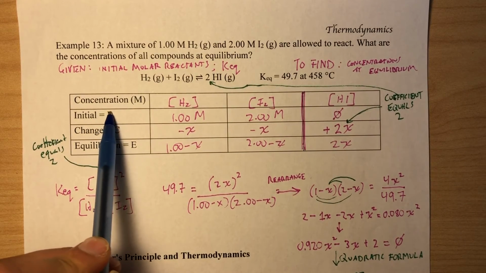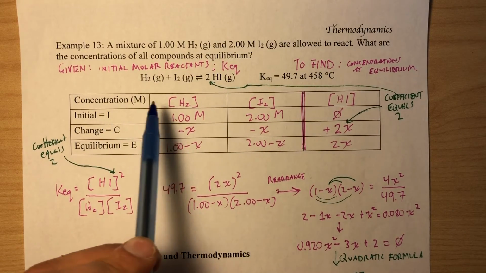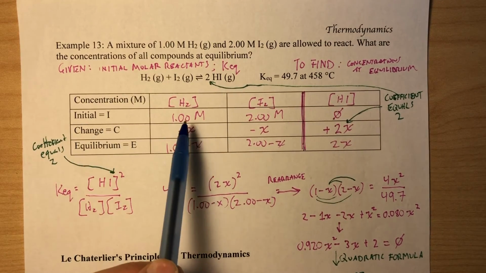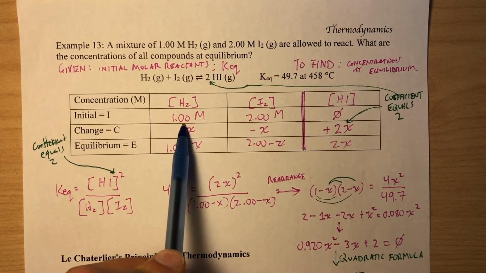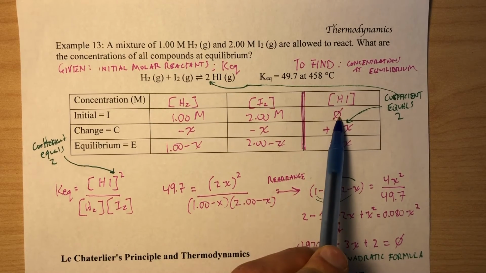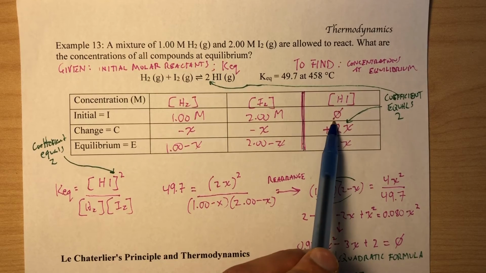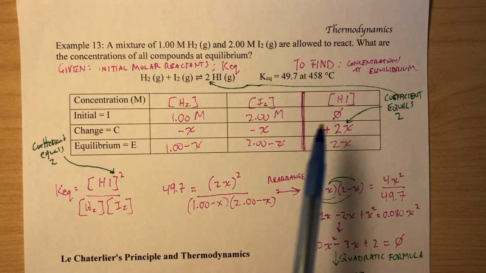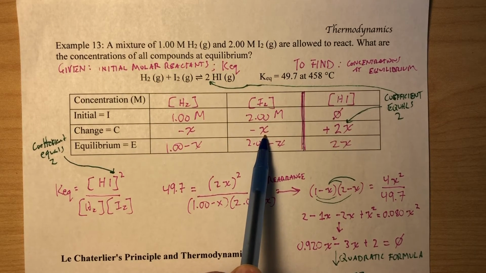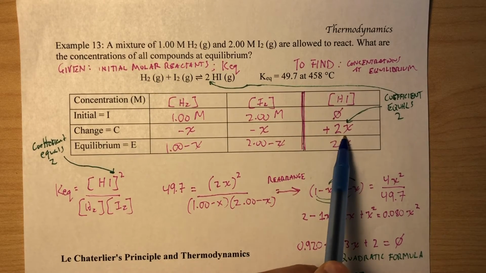Our concentrations we can provide at the top of the columns: H2, I2, and HI. Our initial concentrations are 1 molar of our reactant H2, 2 molar of our reactant I2, and 0 molar of our product. Remember, no product has been made at this point. The change: H2 is going to decrease by X, I2 is going to decrease by X, HI, however, is going to be increasing by 2x.